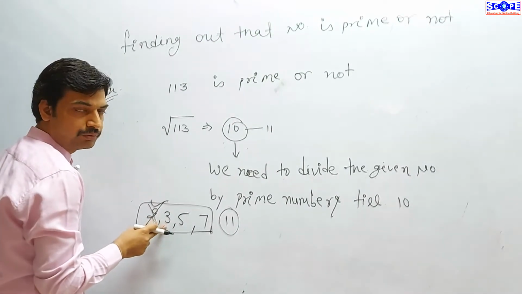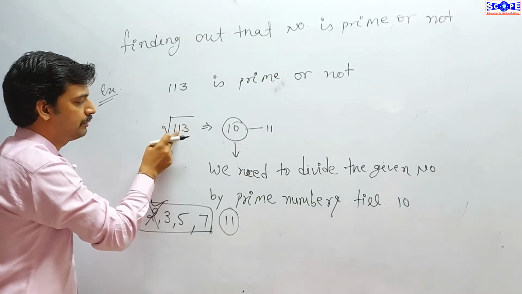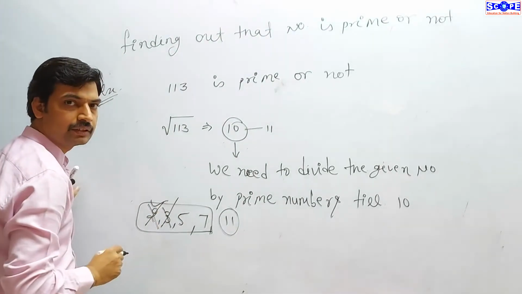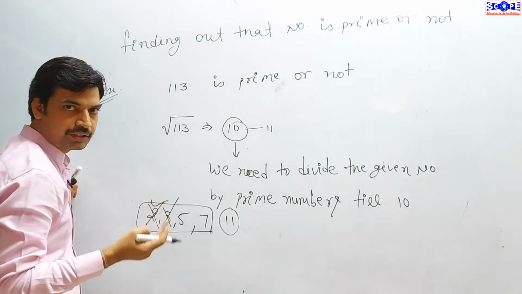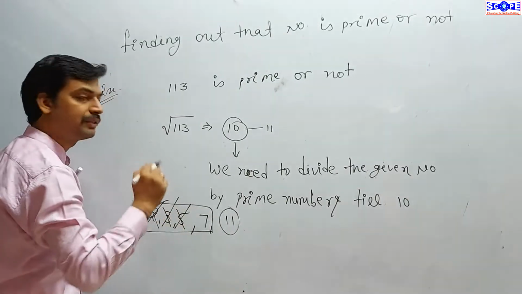When we go to 3, the divisibility rule of 3 is what? The sum of the digits. 3 plus 1 plus 1 is 5. 5 is not divisible by 3, so this is also cancelled. Divisibility rule of 5 is what? The last digit, the unit digit, should be either 0 or 5. There is no 0, no 5. That means this is not divisible by 5 also.